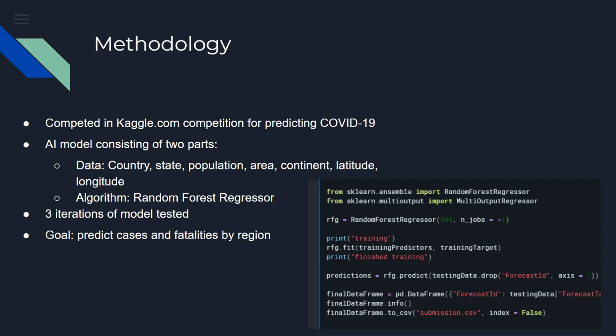And so what we ended up finding with that was that, once used to actually submit to the competition, it was less accurate than any of the 3 models. So we ended up not researching that one further. And then the third iteration of the model did away with the predictions based on previous predictions and just included country, state, population, area, the continent that it was on, and the latitude and the longitude of each country. And so that ended up being our most accurate iteration. And I will pass it off to Jarod so he can tell you about our results.